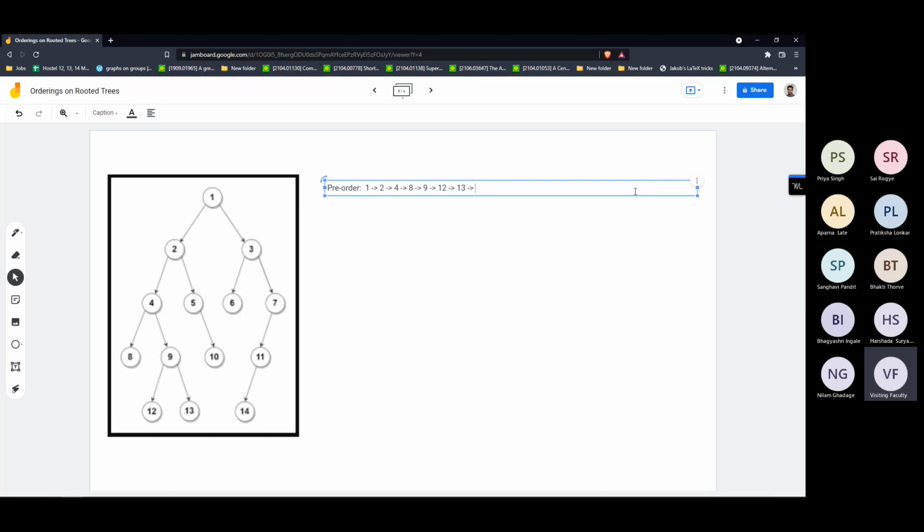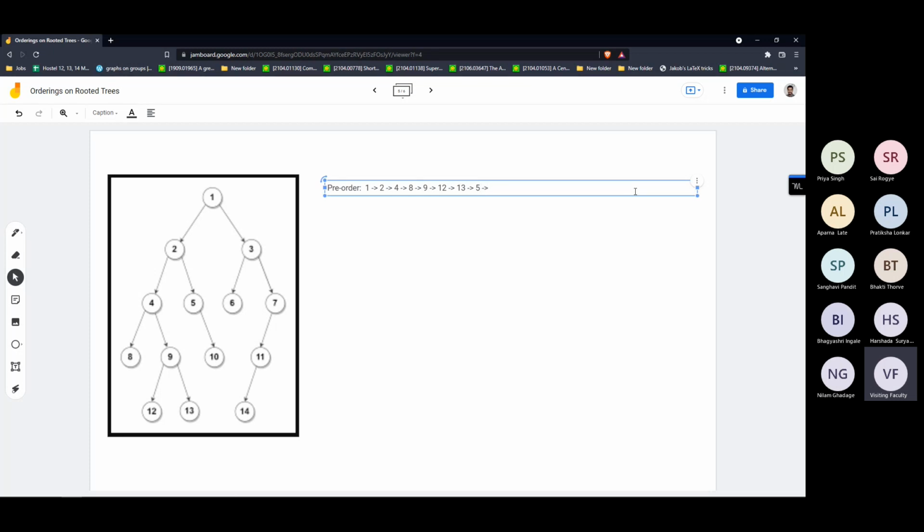Okay, so I wrote 13. This completes the right subtree of 4. But 4 was the root of the left subtree of 2, and therefore now I go to the right subtree of 2. The right subtree of 2 has its root 5. So now I write 5.